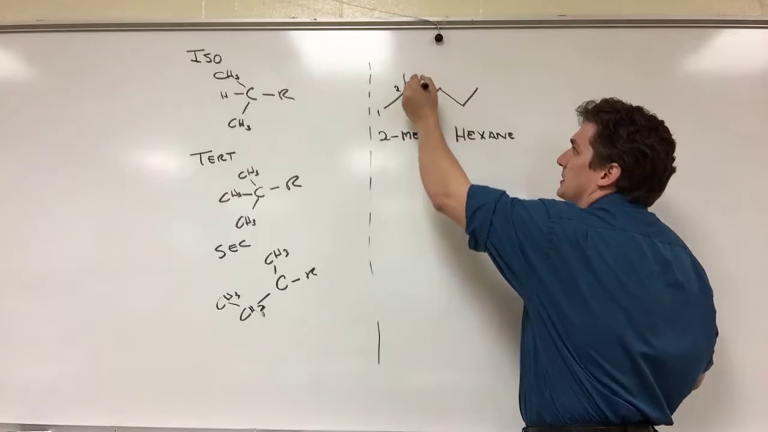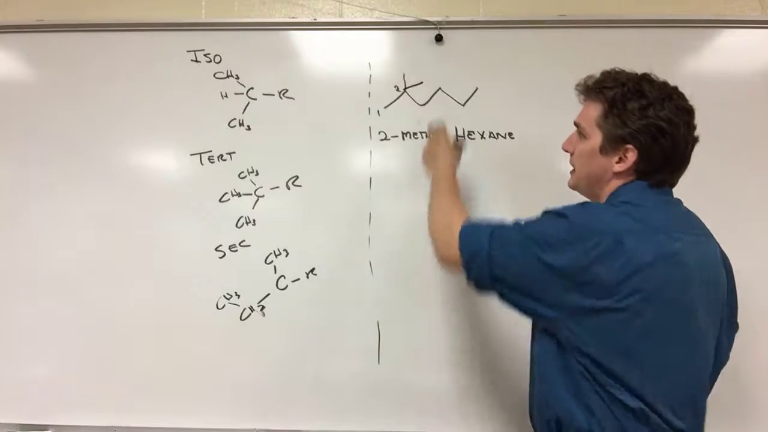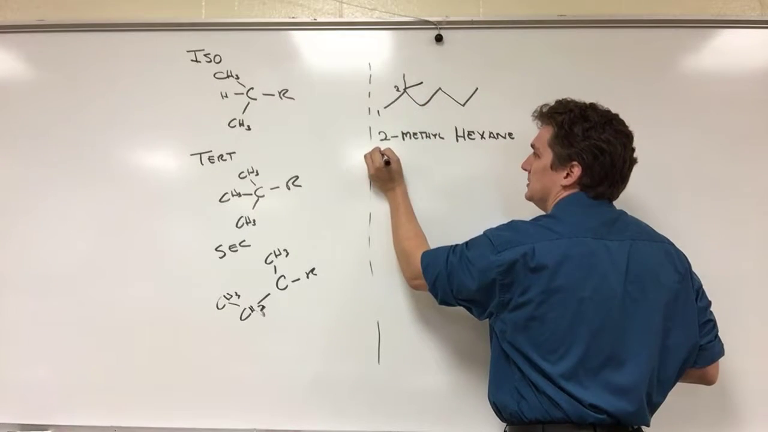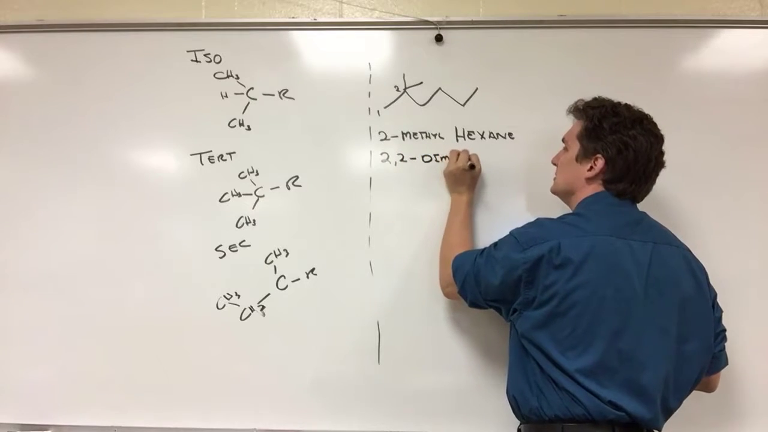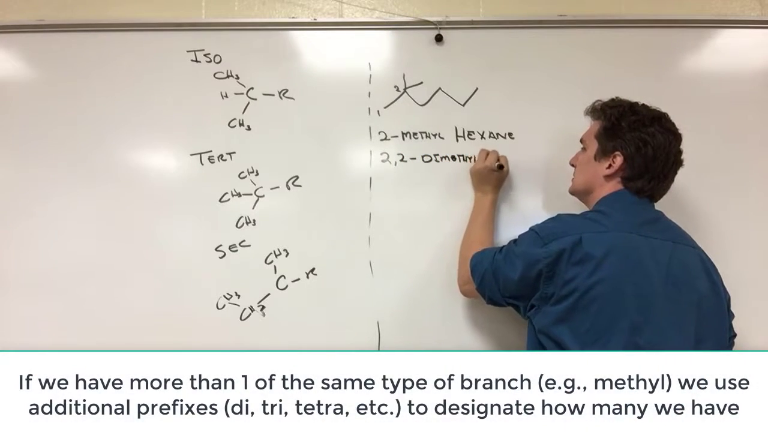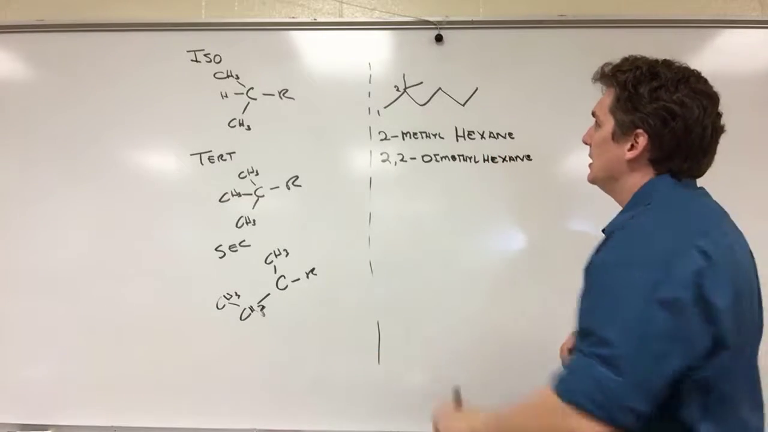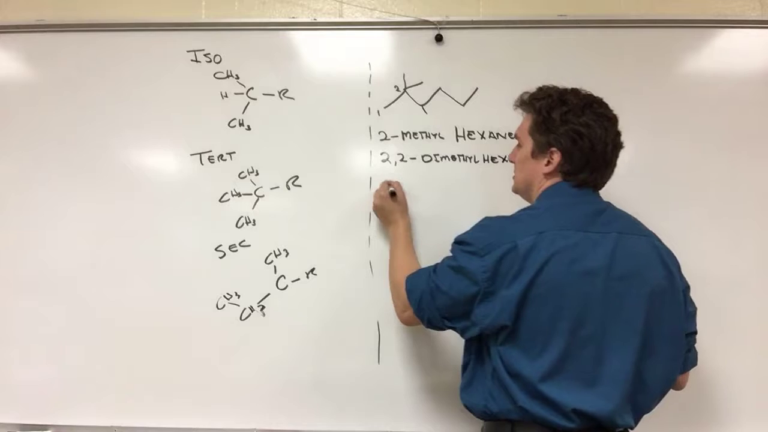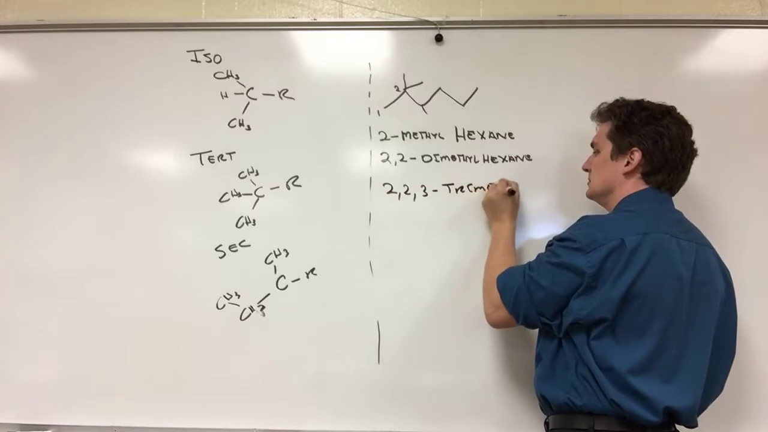Now, let's say I put a second carbon on here. Well, now I have 2 methyl groups, so it actually would be 2,2-dimethylhexane. If I put another carbon, this would be 2,2,3-trimethylhexane.